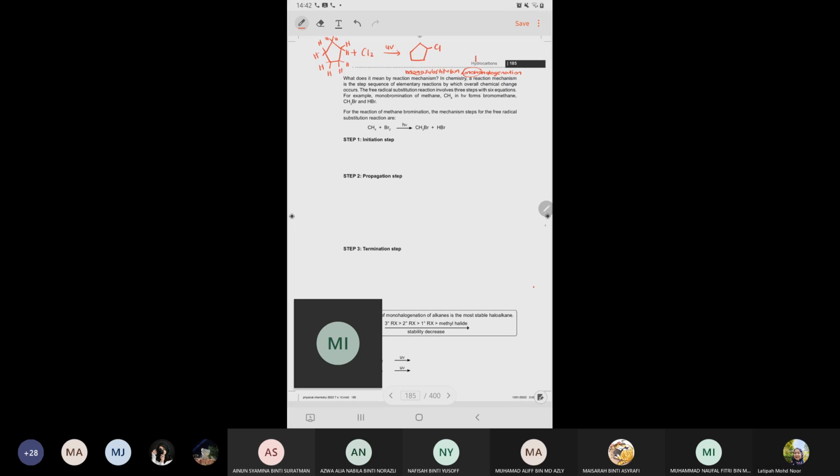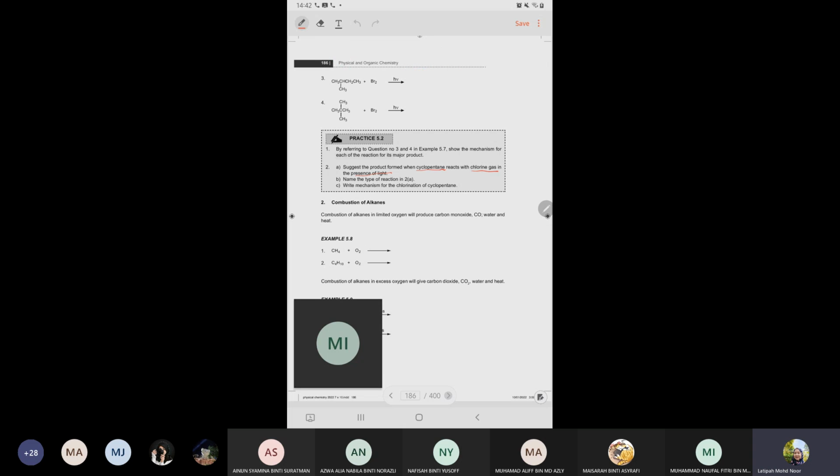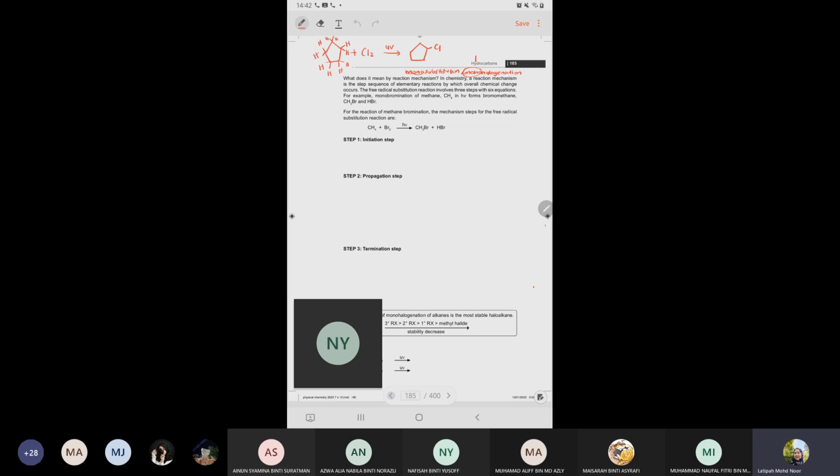What does the question ask? Kita tengok slide sebelah. It asks you to name the type of reaction involved. So what type of reaction? Free radical substitution. Okay, free radical substitution. So why free radical substitution? Sebab apa? King dia pada mana?